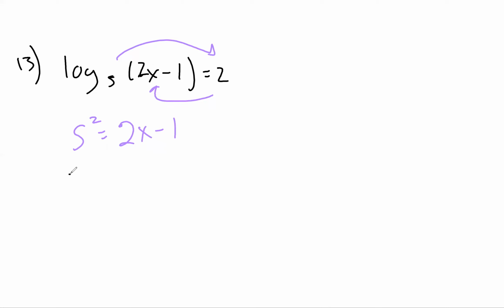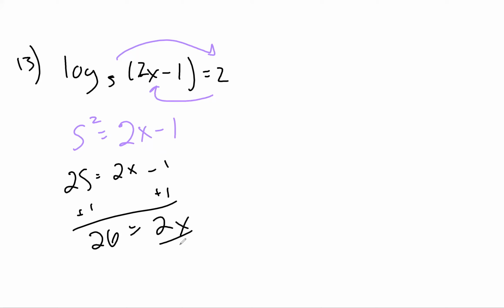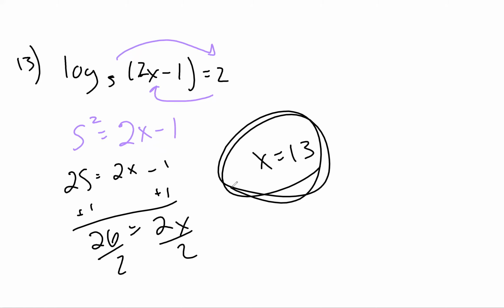Well, we know that 5 squared is 25. And so that means that 25 equals 2x minus 1. Well, now I'm going to add 1 to both sides. 26 equals 2x. I divide both sides by 2. And x is 13. Done.